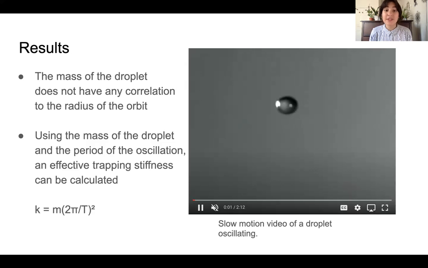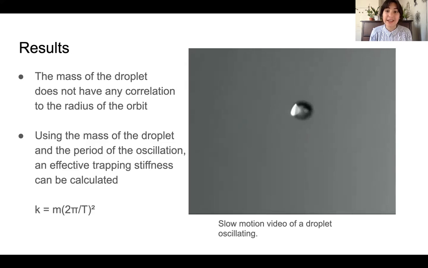Here is an example of a slow motion video taken by the high-speed camera. This shows a droplet with a radius of 0.5 millimeters oscillating at trapping zone B. Each video has an approximate frame rate of 490 frames per second, so 1 second in real time is represented by about 15 seconds in the video.